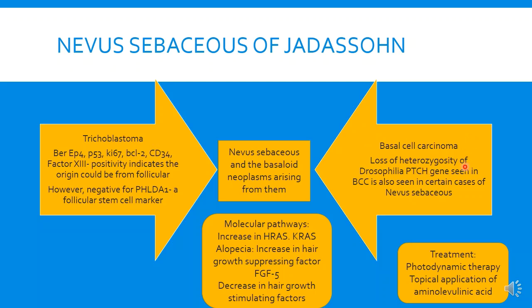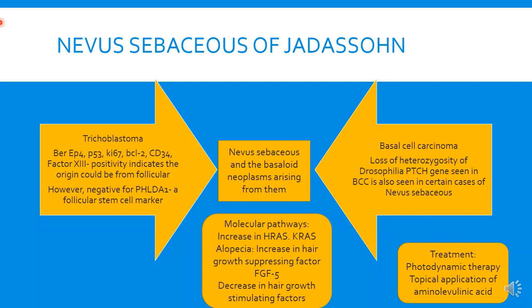It is always important to differentiate these two because of the vast treatment difference they have. So the markers that are positive in this basaloid neoplasm indicate that the origin could be follicular or trichoblastoma. However, these tumors are negative for PHLDA1, a follicular stem cell marker. And some of the nevus sebaceous, not all, show loss of heterozygosity of the Drosophila PTCH gene, which is seen in basal cell carcinoma. So that prompts towards the possibility that these basaloid neoplasms could be basal cell carcinoma.